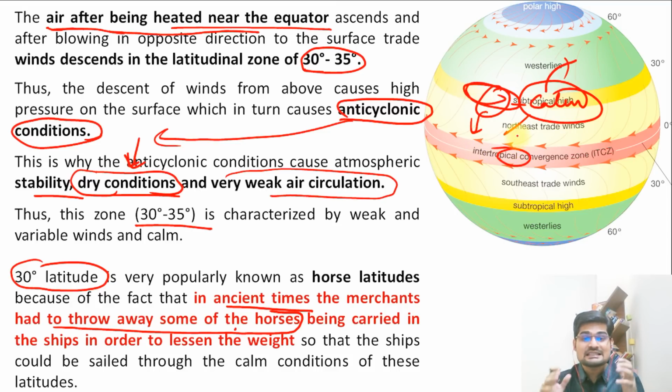So what happens? The sailors had lots of issues in sailing their ship because of the weight. So because it was overweight, they threw their horses, and that's how this 30-degree latitude got its name. That is the horse latitudes.